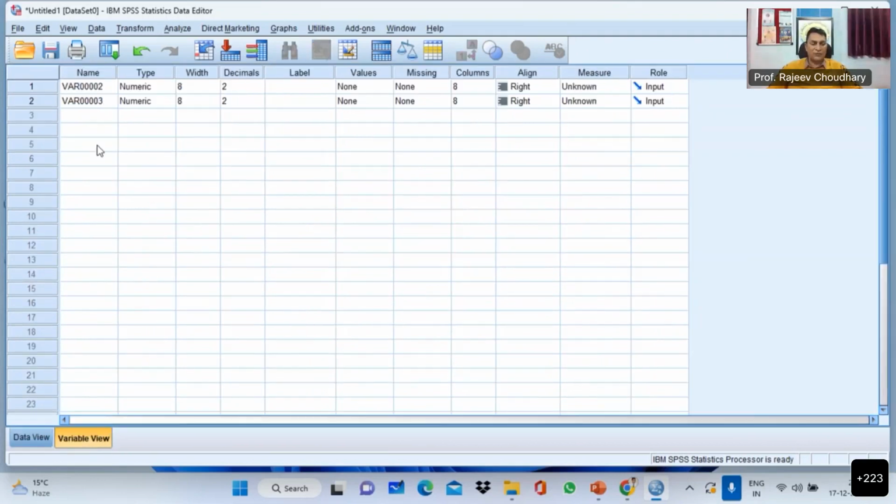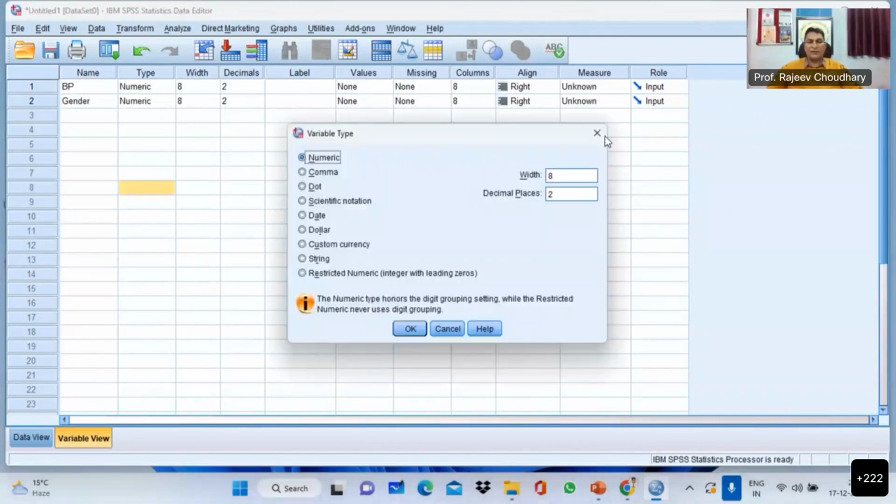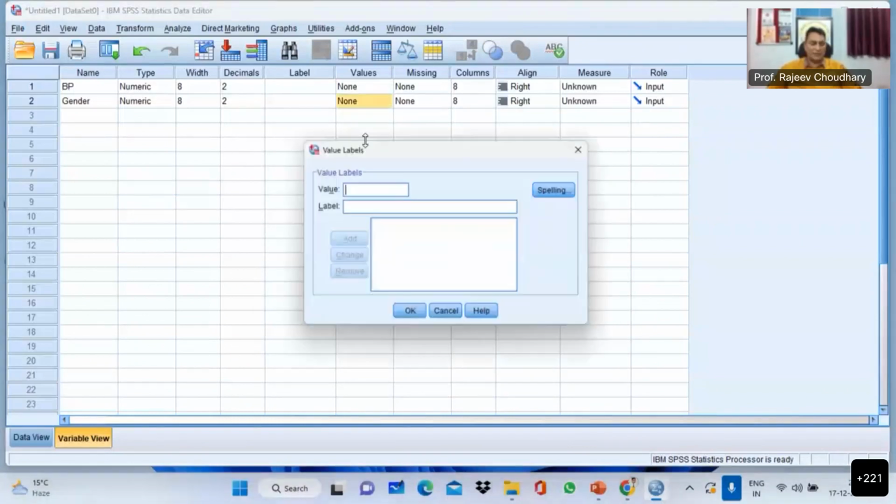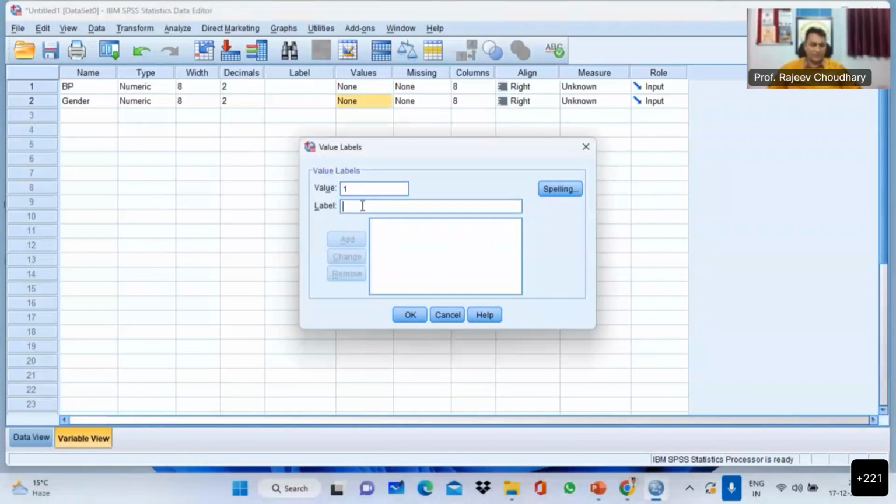In the first column, we entered BP, and in the second column, we entered the variable gender, and we conducted this study on both the genders, males and females. Go to values in front of the gender and give the label. 1 stands for males, add the score, and 2 stands for female and add this. Click on OK.